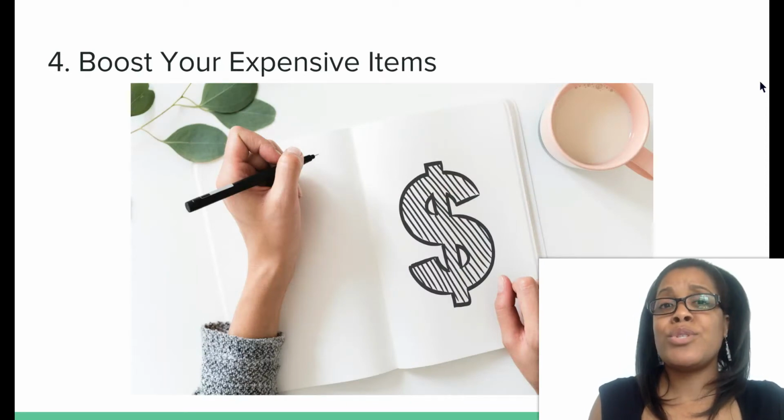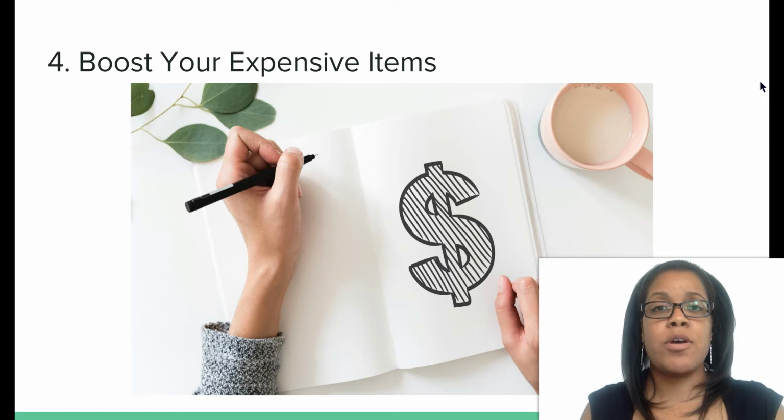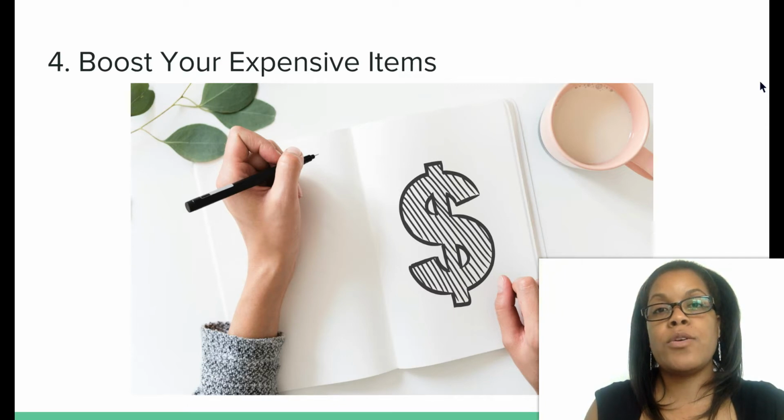Okay, boost your expensive items. What this means is on each of the apps, oftentimes you have the ability to boost or feature an item that you want to sell faster. And you can have it so where it appears on people's feed for several days or for a longer period of time. So maybe for even 24 hours or for 7 days, 14 days. And it costs a little bit of money.